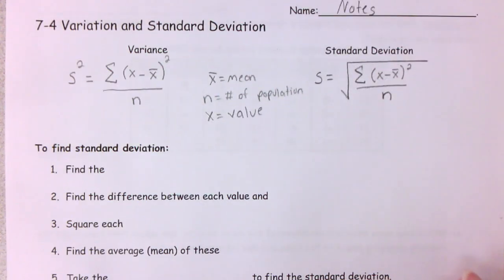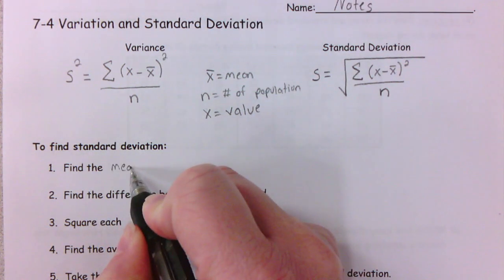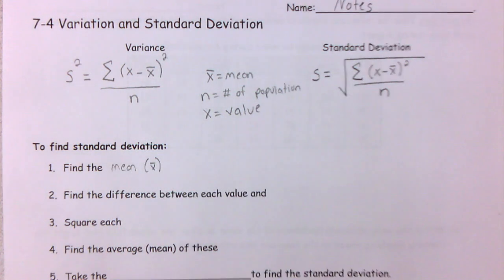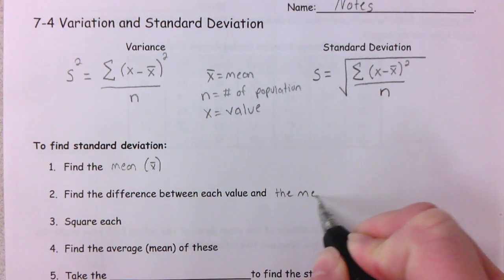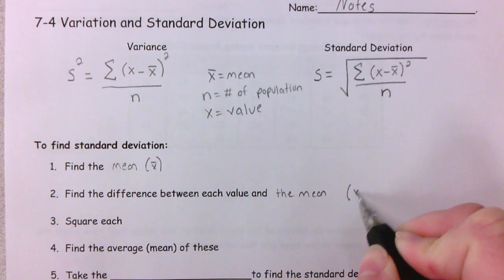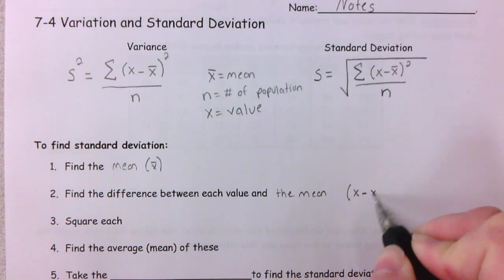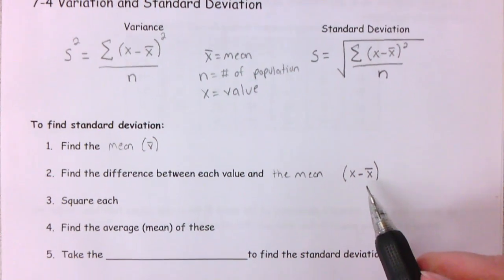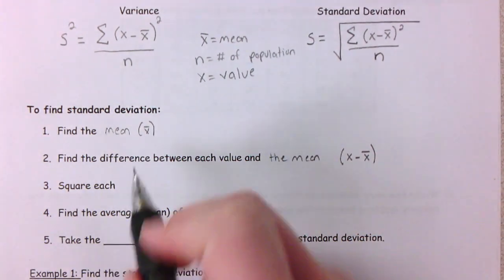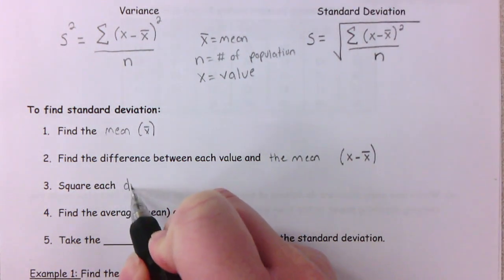Okay, and we'll look at that. So if we want to find a standard deviation by hand, first thing we need to do is find the mean, which is the x bar. And we already know how to do that. Add them all up, divide by the total. Then we need to find the difference between each value and the mean. So here's the value, and I want to subtract the mean. So that's that part of the equation. And we'll put this in a table to make it really easy to follow. Then I want to square each difference.